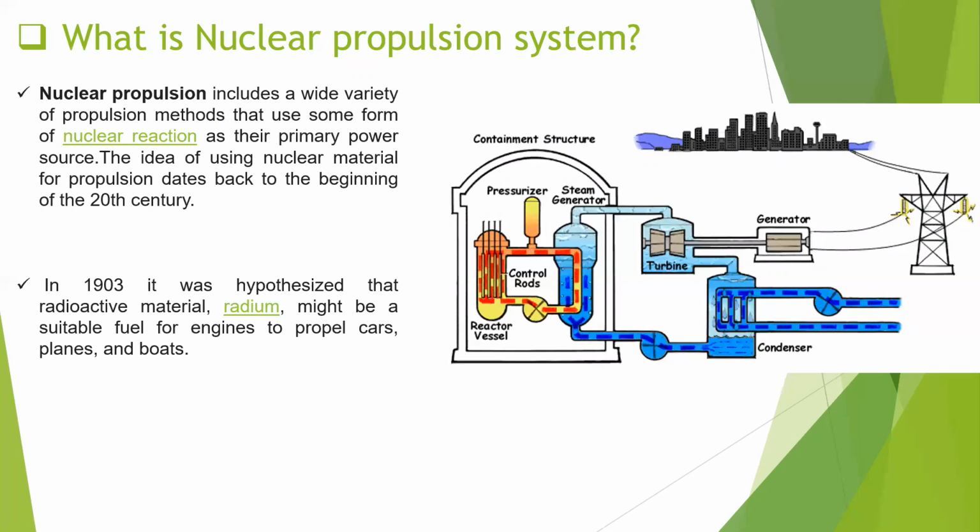So first, here we see what the nuclear propulsion system is. Nuclear propulsion includes a wide variety of propulsion methods that use some form of nuclear reaction as their primary power source. The idea of using nuclear material for propulsion dates back to the beginning of the 20th century. In 1903, it was hypothesized that radioactive material, radium, might be a suitable fuel for engineers to propel cars, planes, and boats. In this diagram, we see the basic diagram of the nuclear propulsion system.